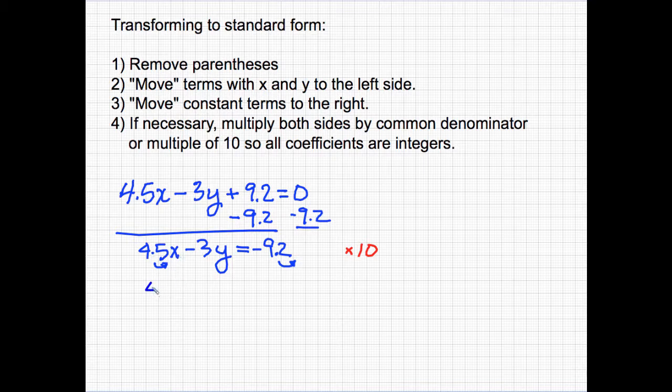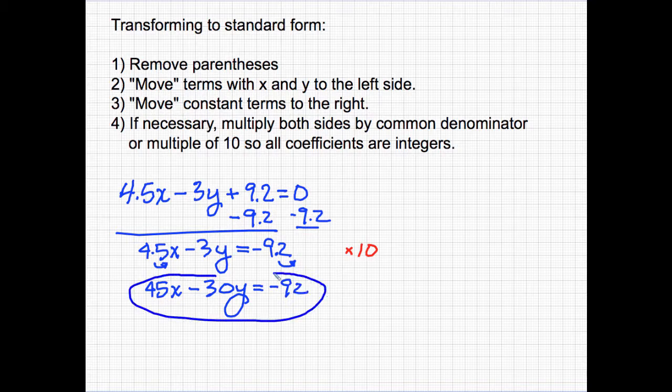4.5x times 10 is 45x, and negative 3 times 10 is negative 30y. Then negative 9.2 times 10 is negative 92. And this is now in standard form.